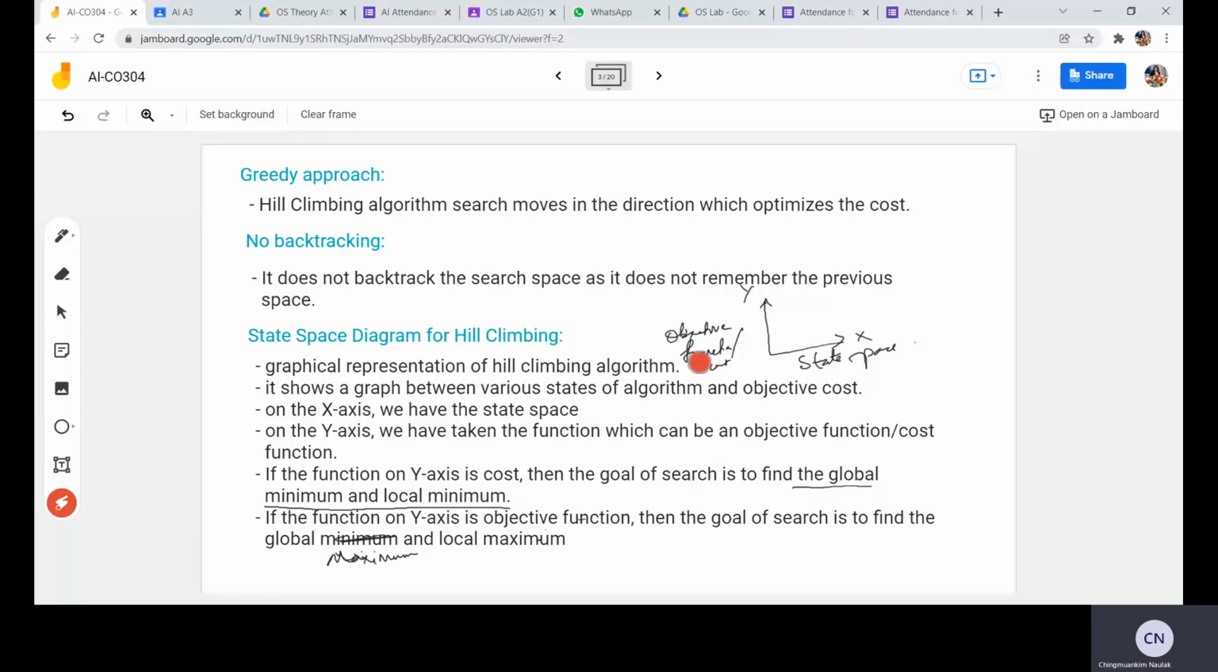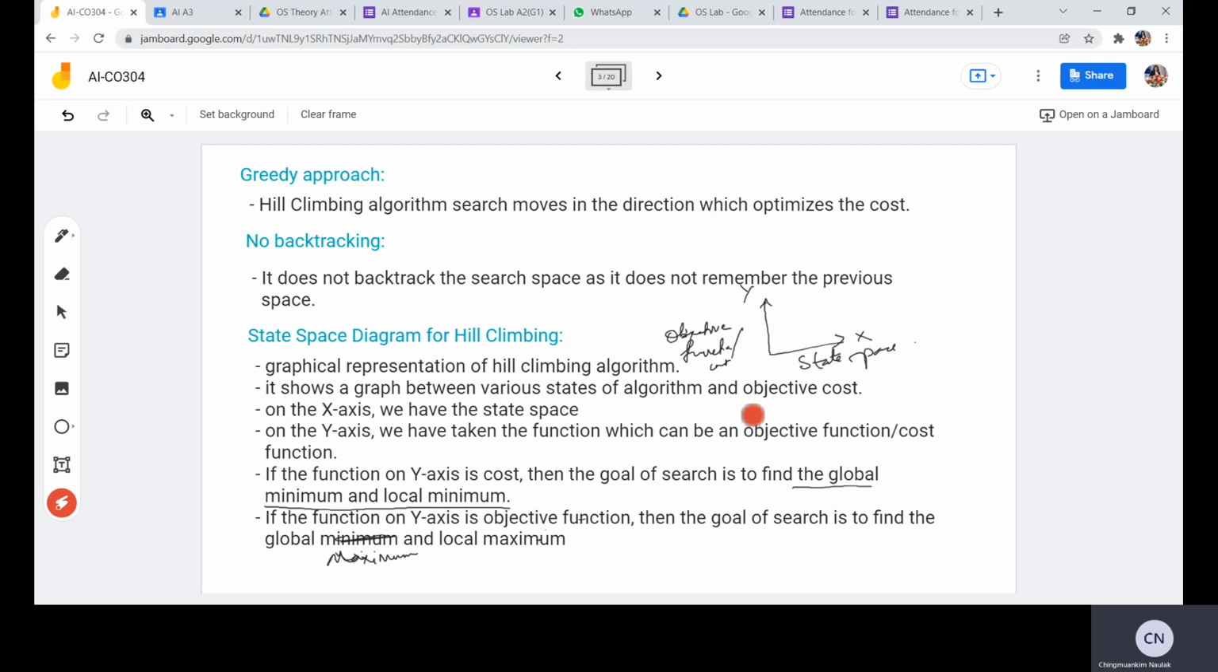All right. Now let's head on to the next. As you can see on the screen, the state space diagram for hill climbing. What is this state space diagram? It's a diagram which graphically represents the hill climbing algorithm. Basically, it shows a graph between various states of the algorithm and the objective function or the cost.